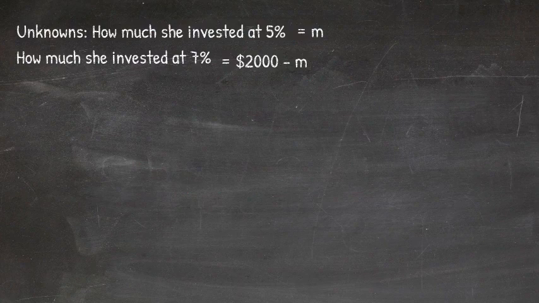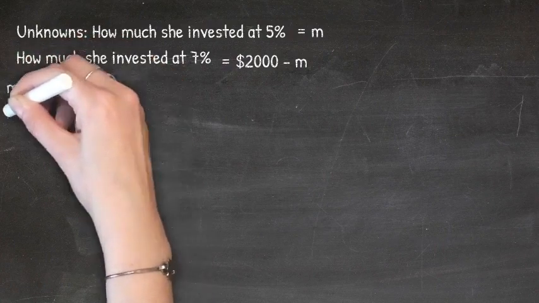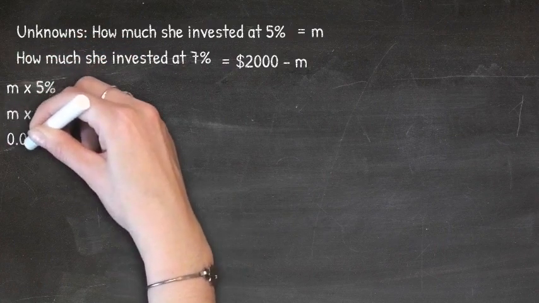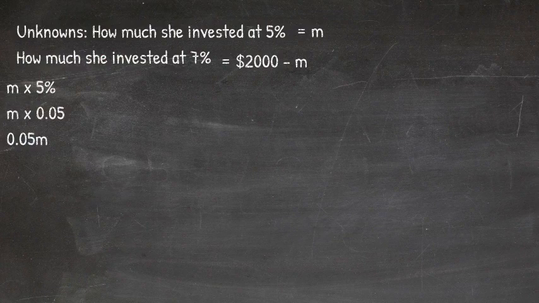Okay, so now we know the amount she invested at 5% will be represented by M, and how much she invested at 7% will be represented by 2,000 minus M. So M times 5%, or M times 0.05, can also be represented as 0.05 M. This will tell us how much money or interest she earned on that first investment.